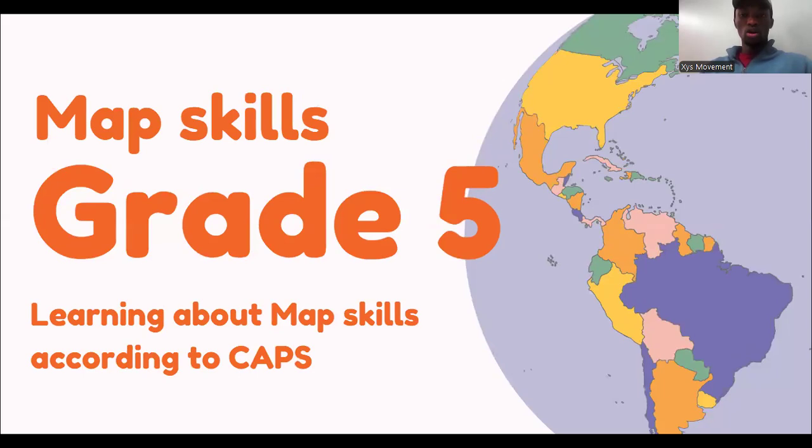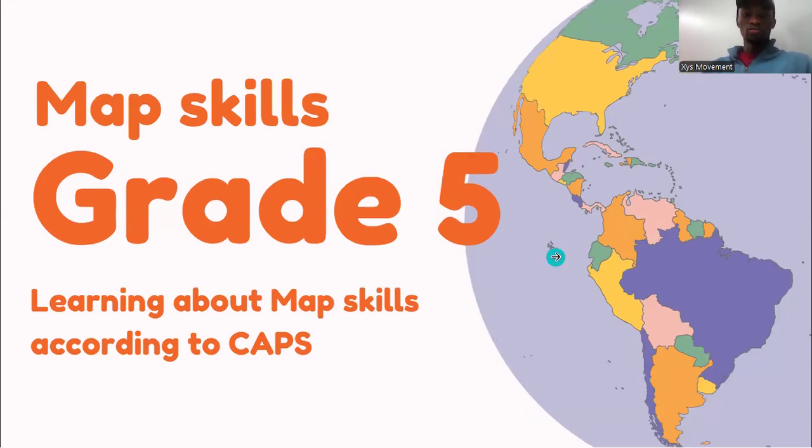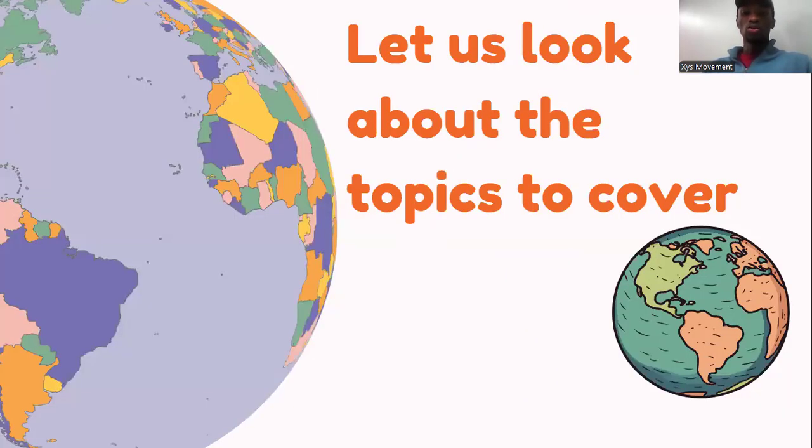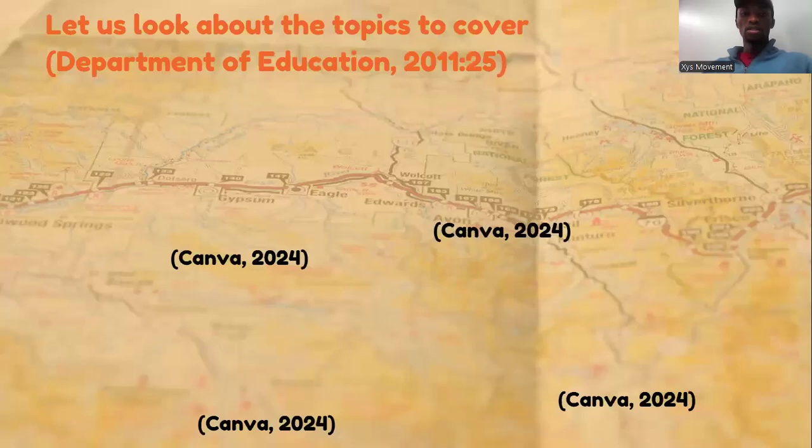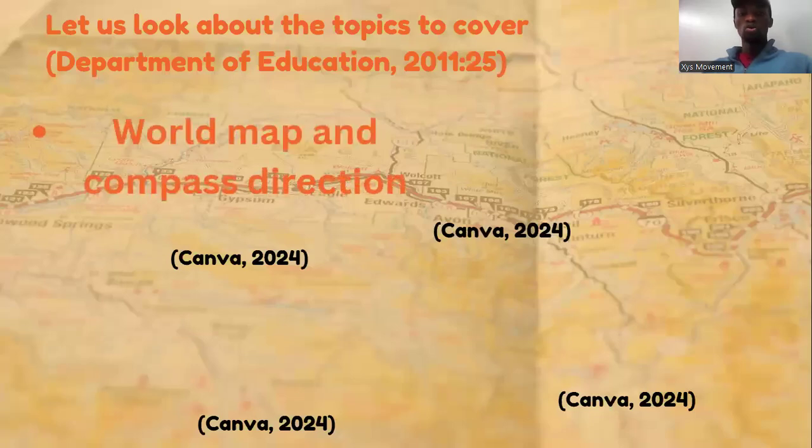So today, we're going to be looking at map skills, particularly in grade 5, and we're going to learn about map skills according to what CAPS has to say. So let us look at the topics that we need to cover. Firstly, we're going to talk about world map and compass direction.